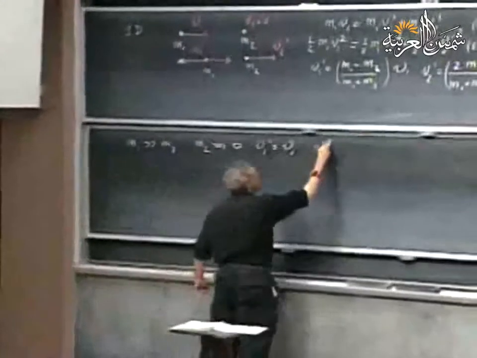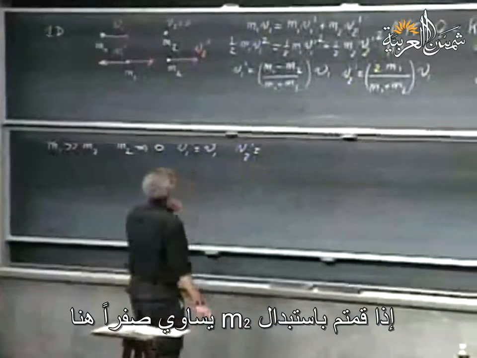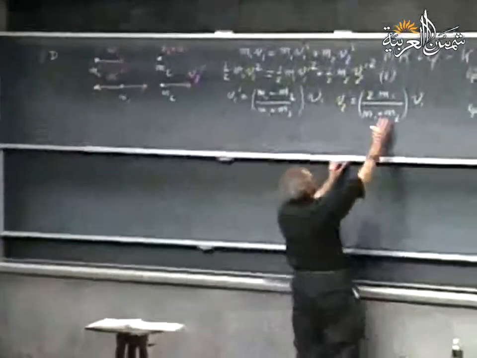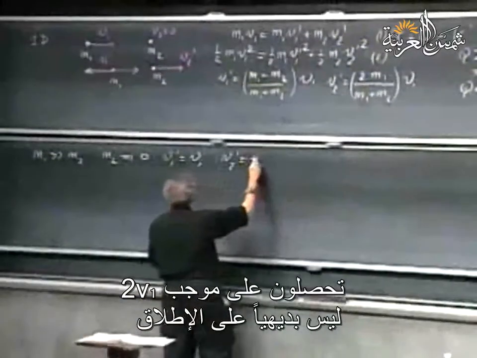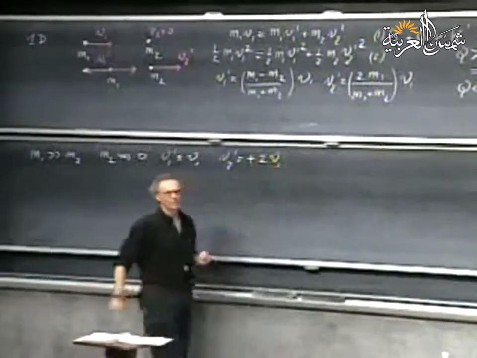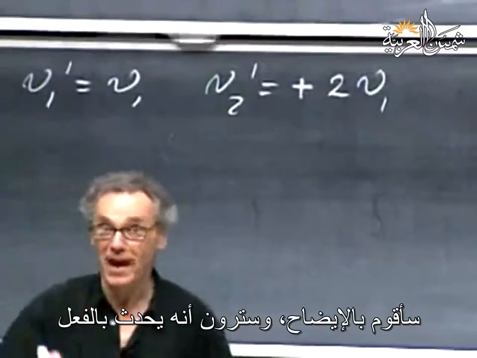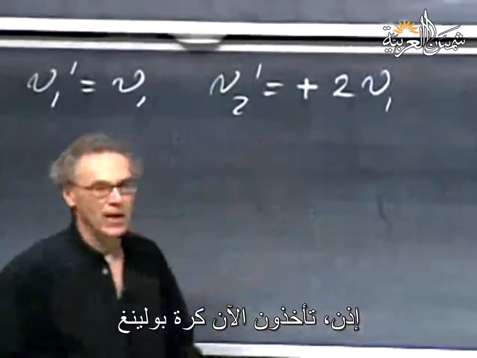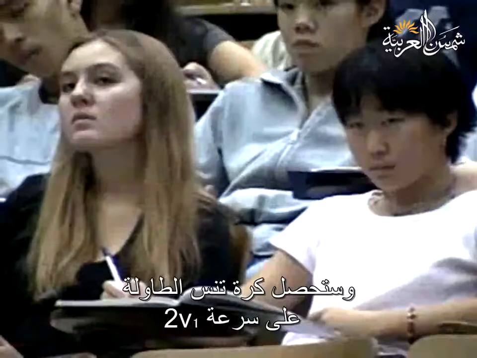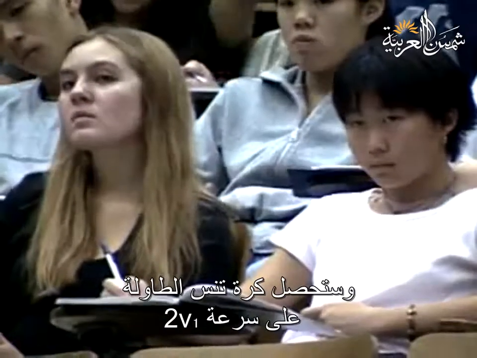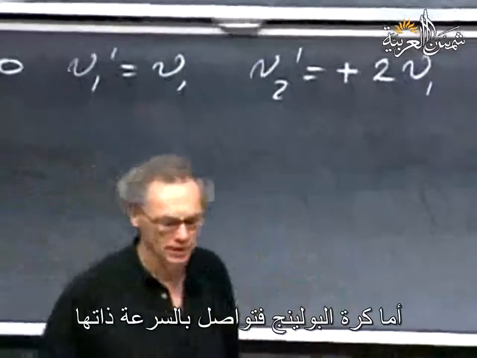What is V2 prime? That is not so intuitive. If you substitute in there M2 equals 0, then you get plus 2 V1. Not obvious at all. It's not something I even want you to see. I can't see it either. I'll do a demonstration, so you can see that it really happens. You take a bowling ball and collide it with the ping pong ball, and the ping pong ball will get a velocity 2 V1. Not more, not less. And the bowling ball continues at the same speed.